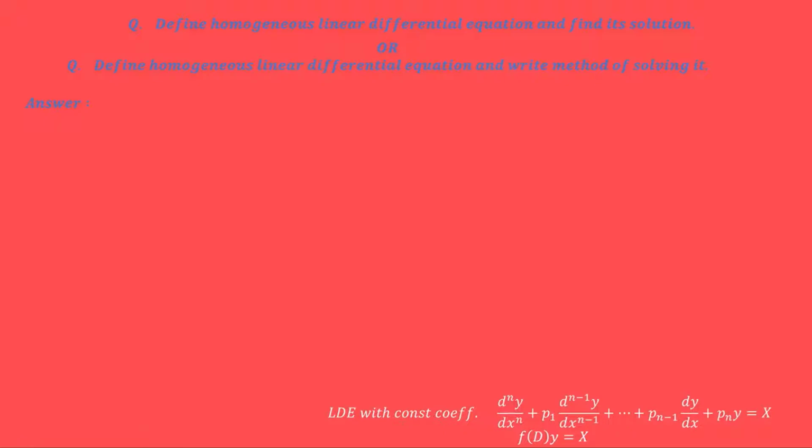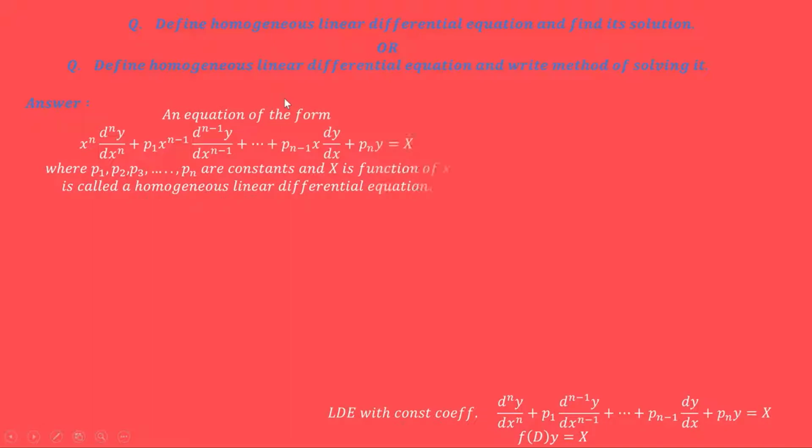We have seen how to solve such an equation in detail and have solved some examples also. Now see what is the homogeneous linear differential equation. The differential equation of the type x raised to n d raised to n y by dx raised to n plus p1 x raised to n minus 1 d raised to n minus 1 y by dx raised to n minus 1 plus ... plus pn minus 1 x dy by dx plus pn y is equal to capital X, where p1, p2, p3, pn are constants and capital X is a function of x, is called a homogeneous linear differential equation.